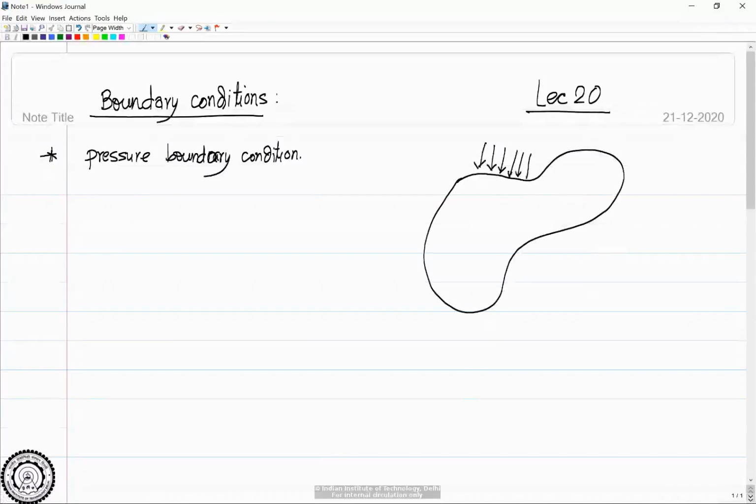So you know what is the property of pressure? It is always perpendicular to the surface or along the surface normal, and it is compressive, isn't it? So let us say this is at pressure P. So what boundary condition should I write here? Or how do I write the boundary condition? Does anyone have some idea?